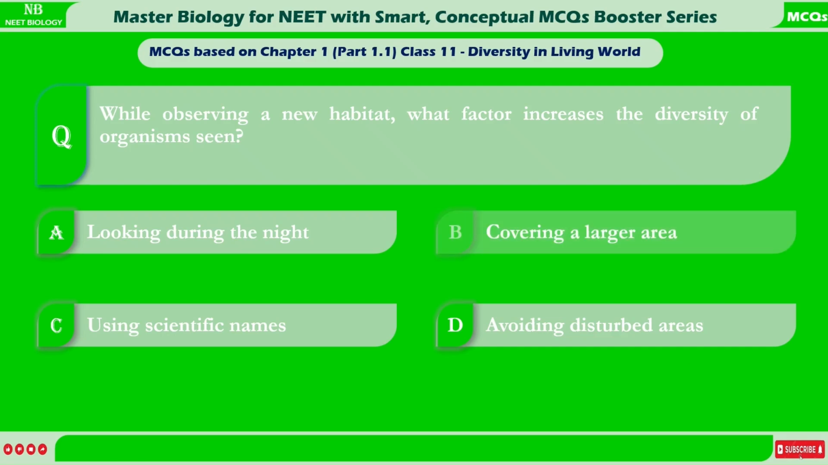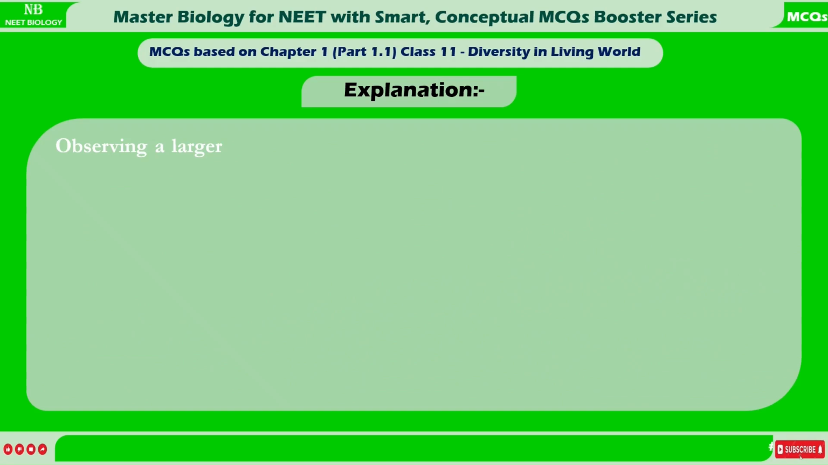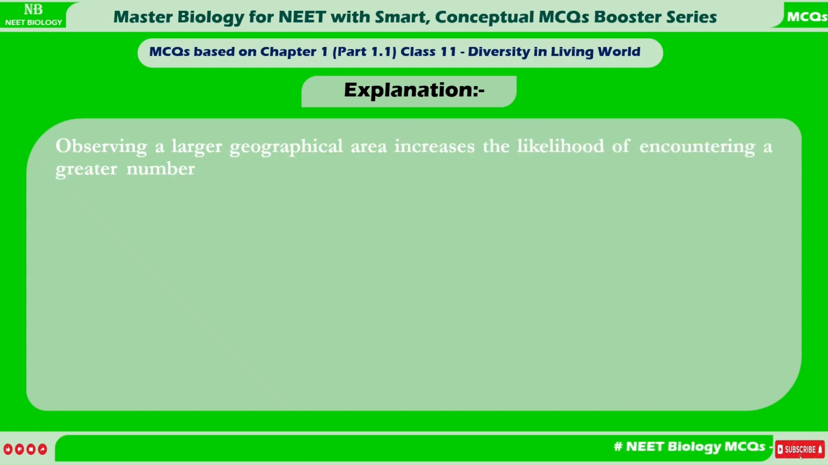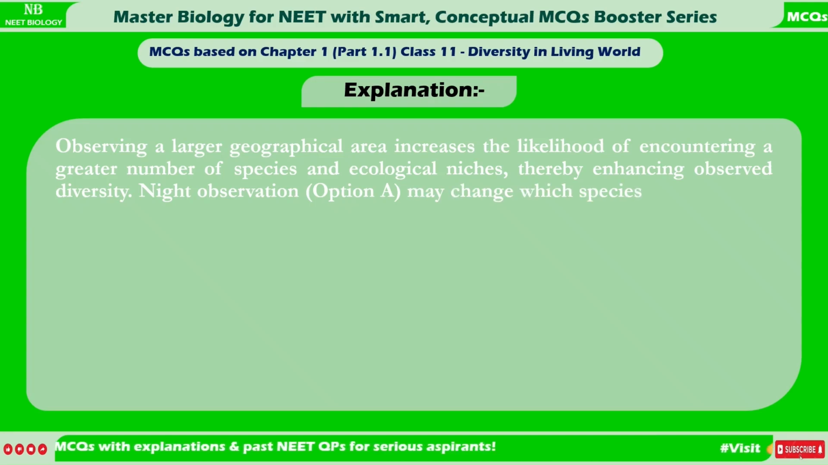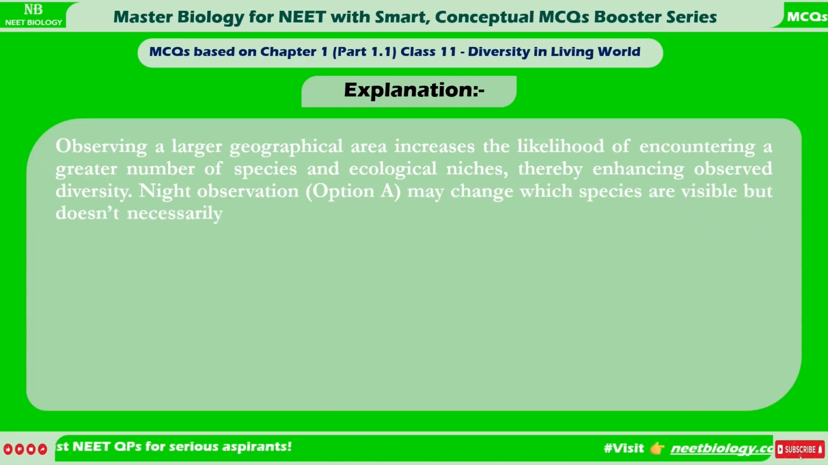Correct answer is B. Covering a larger area. Explanation: observing a larger geographical area increases the likelihood of encountering a greater number of species and ecological niches, thereby enhancing observed diversity. Night observation, option A, may change which species are visible but doesn't necessarily increase overall diversity.